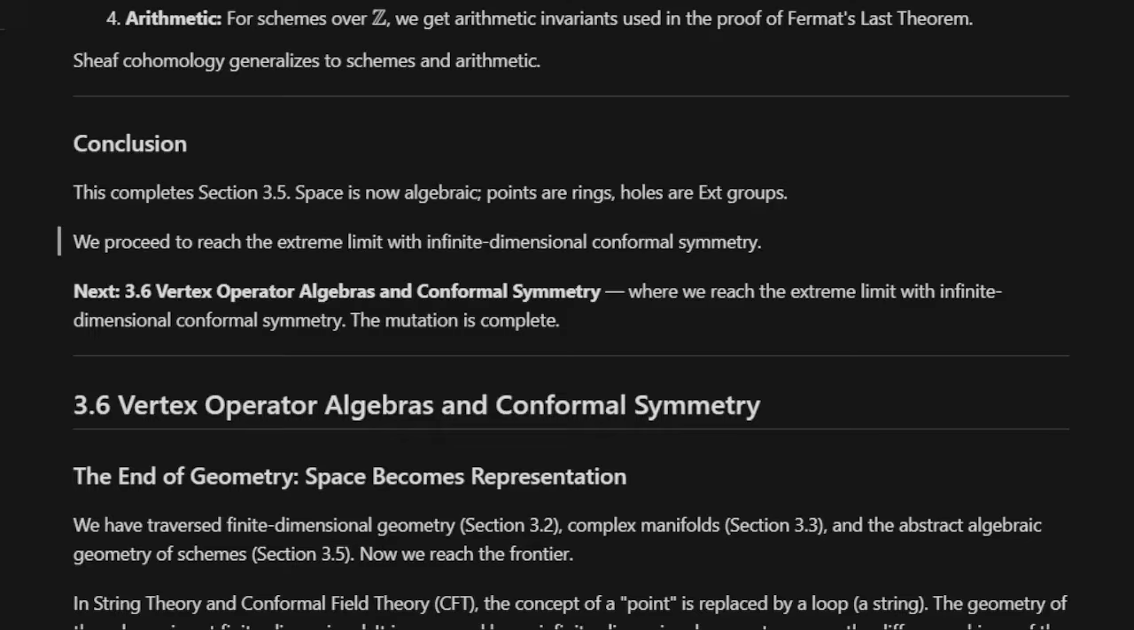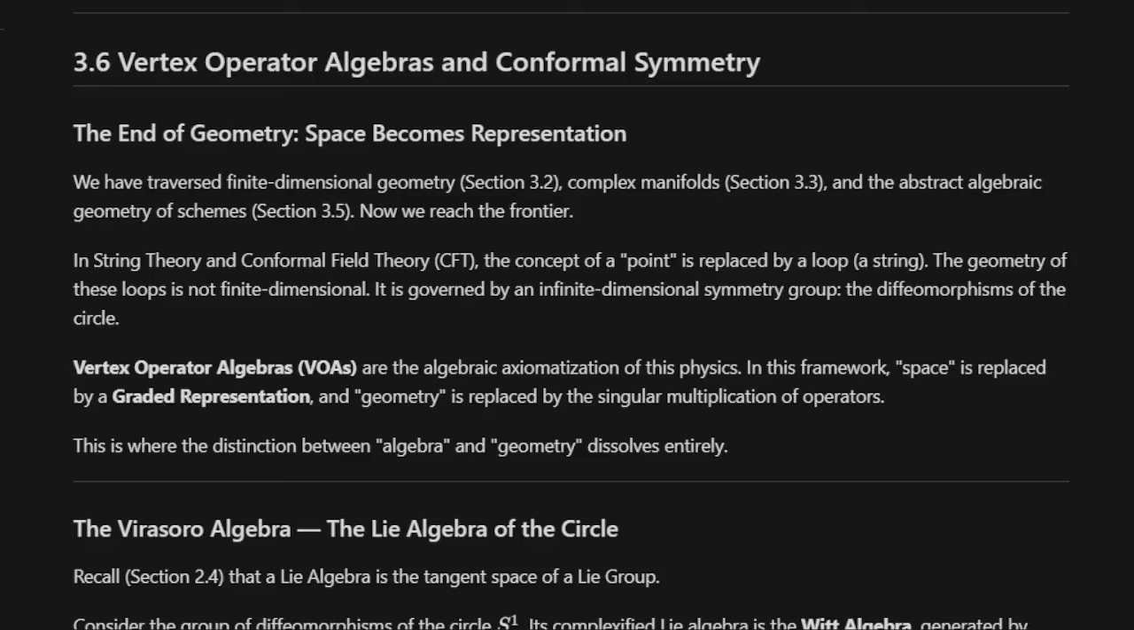But in string theory, we don't just have rings of functions. We have rings of operators. And you can think about them as infinite dimensional symmetry. So we're going to replace the ring itself now with vertex operator algebras. So this is really where symmetry of the algebra itself will create the space, and then we'll kind of touch the edge of something called Monstrous Moonshine. So vertex operator algebras and conformal symmetry, I know it sounds kind of crazy to do this, but this is really the end of geometry itself, because space becomes something called representation.